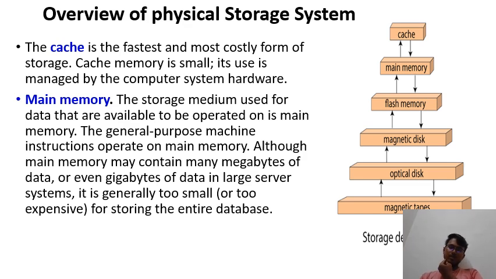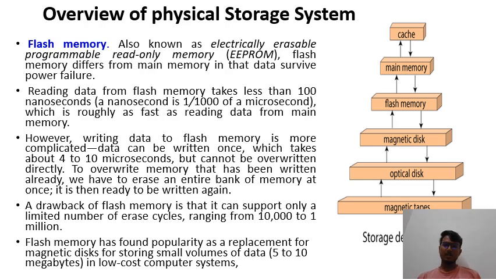The overview of physical storage system. The cache is the fastest and the most costly form of storage. Cache memory is small and is managed by the computer hardware. The storage medium used for data that is available to be operated on is main memory. The general purpose machine instructions operate on main memory. Although main memory may contain many megabytes of data, or even gigabytes in large server systems, it is generally too small or too expensive for storing the entire database.